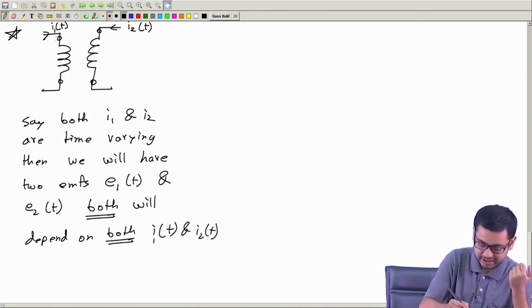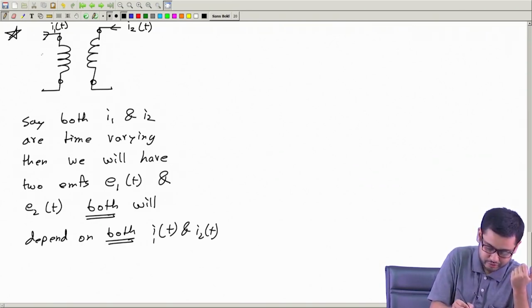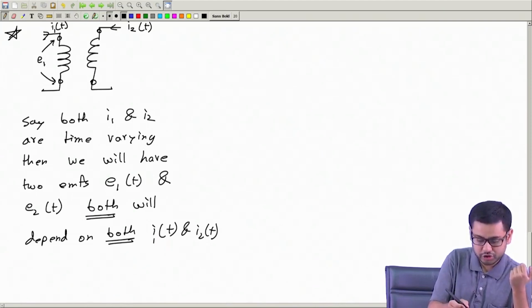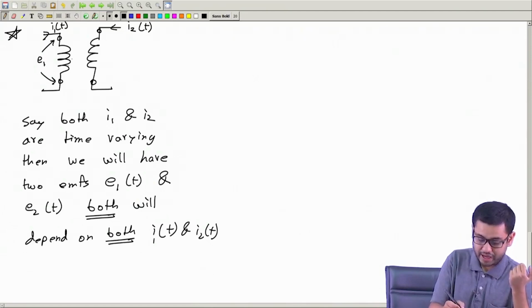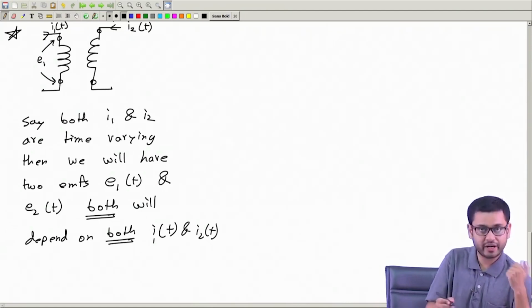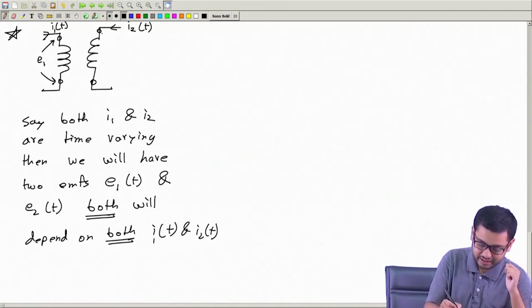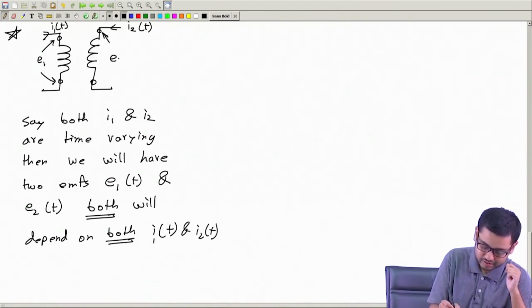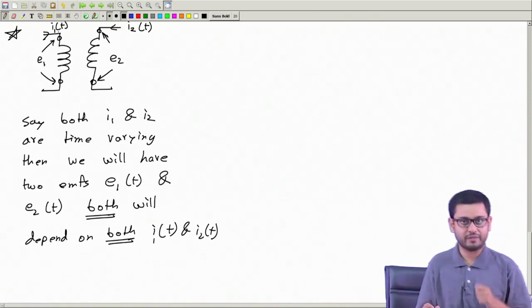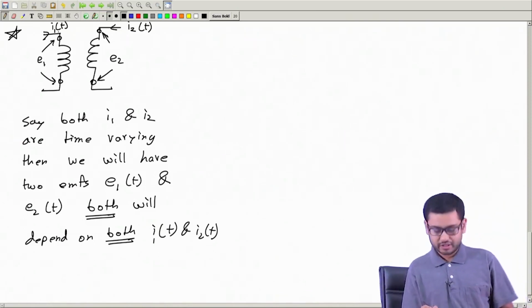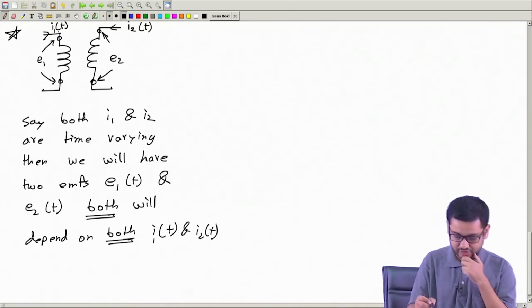So this EMF E1 will depend on both i1 as well as i2, because the flux linkage is created by both i1 and i2. Similarly, this EMF E2 across the second coil will depend on both i2 and i1. So that's another important fact.